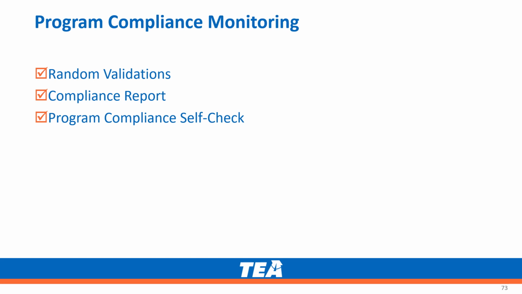Then we have the compliance report, known as the PR 3000. This is the compliance report for Title II Part A. And finally, TEA provides a program compliance self-check guiding document that is meant to assist LEAs completing the compliance report.